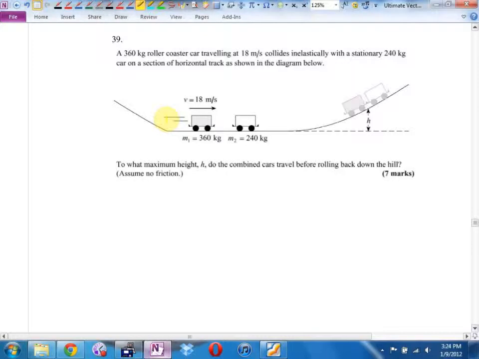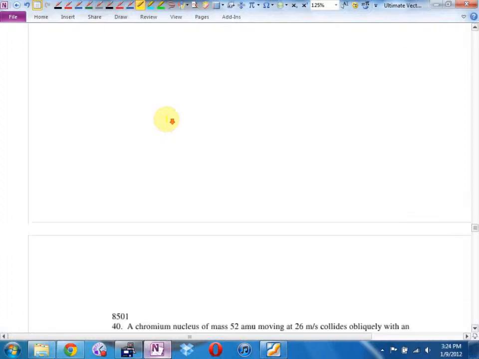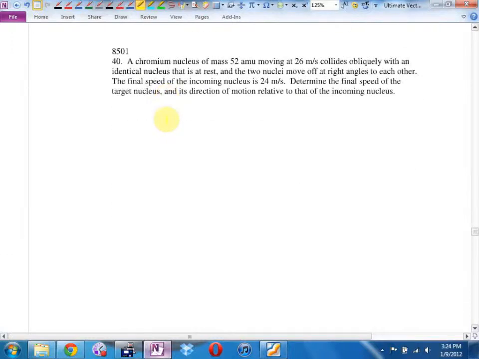By the way, 40, the only reason I included this was the fact that they move off at right angles makes this question nice. It says 52 AMU. Who's in chem? What does AMU stand for? Stands for atomic mass units. You know what? Mathematically, it'll work just fine if you treat that as kilograms, as long as you continue all the way through. So let your mass be 52. It's an identical nucleus.